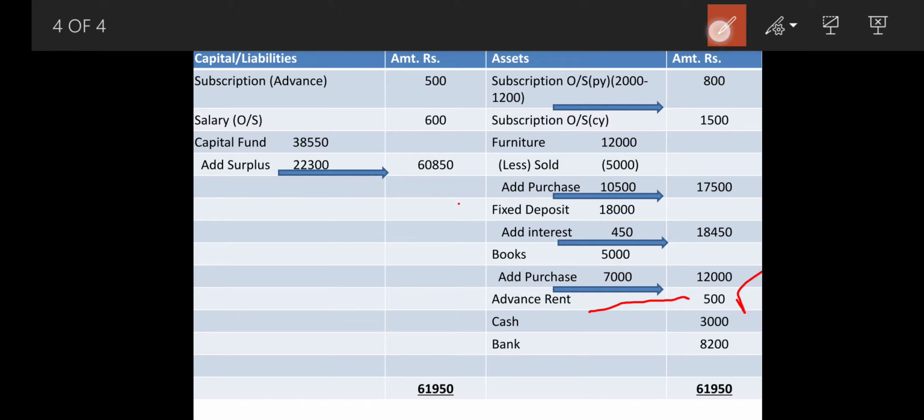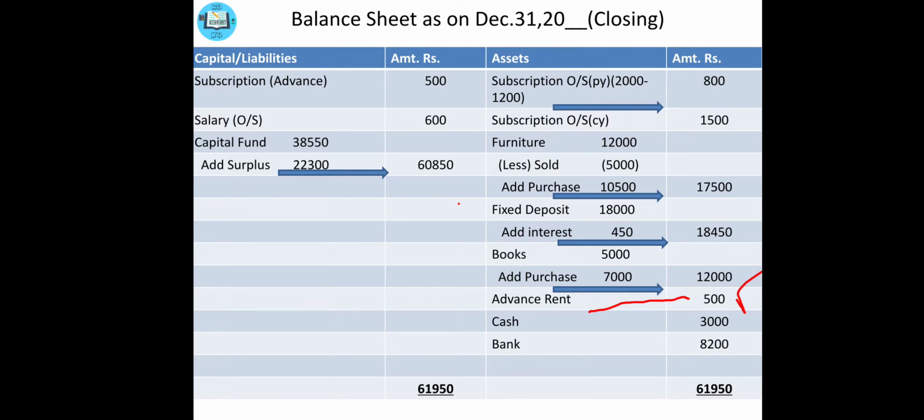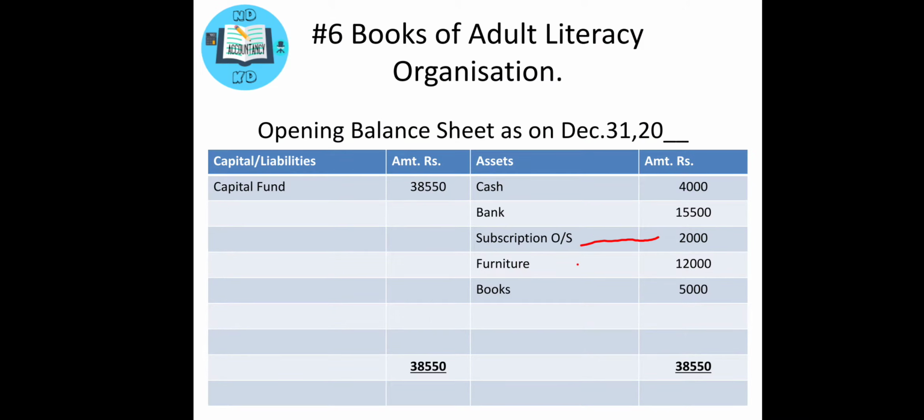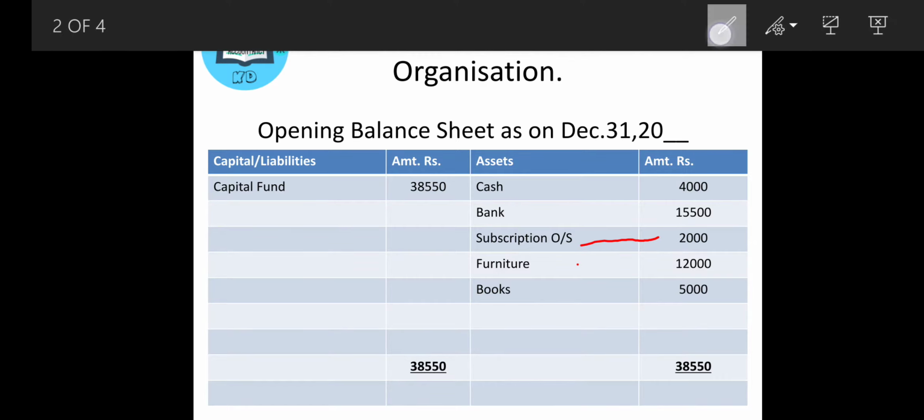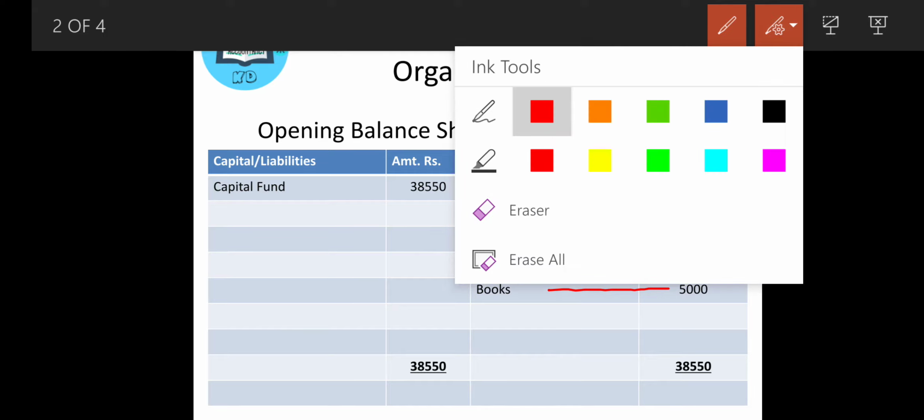Now we are moving towards the last part. On January 1st, 2012, the organization owned furniture of 12,000. This is what January 1st, 2012 means, the opening balance sheet. So the opening balance will transfer to the opening balance sheet. Come to your opening balance sheet. Over there purely write down furniture 12,000. And over there write down, in the same way, books also 5,000. Clear?